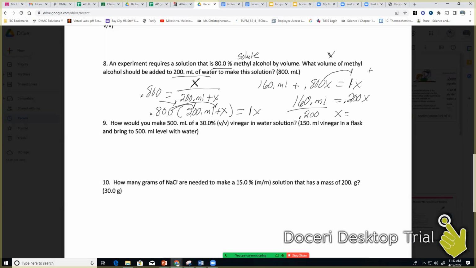And I needed 3 sig figs. So I got 800. So that's why I would need to put my decimal behind that. And my units would be milliliters. Does that help some?